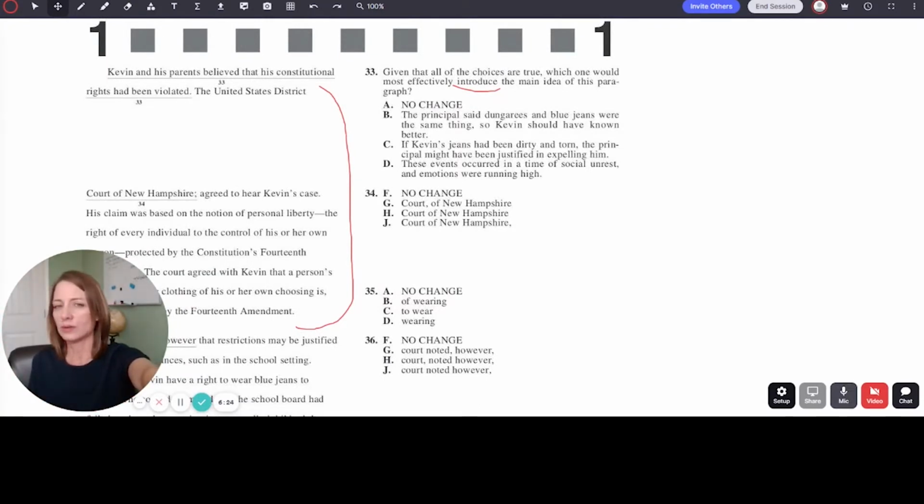I'm going to see if I was going to introduce this paragraph. I'm literally covering the answers with my hand. If I was going to introduce this paragraph, what are some things I would want to say?